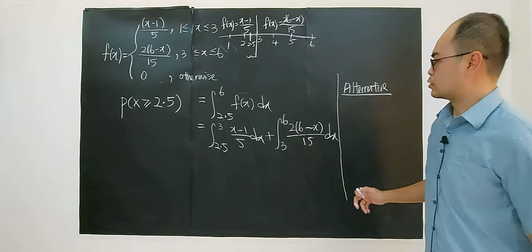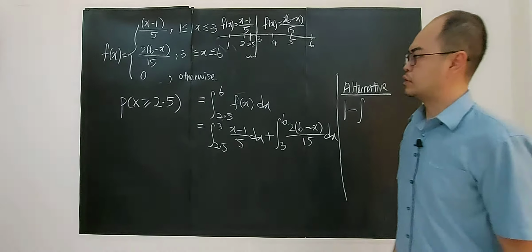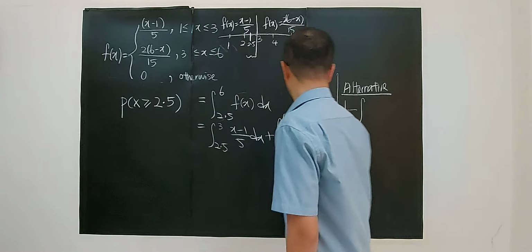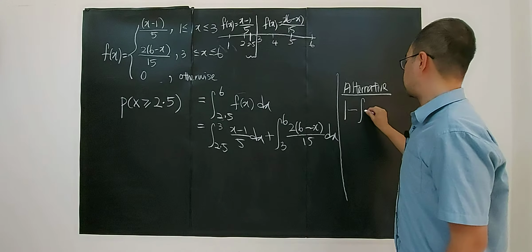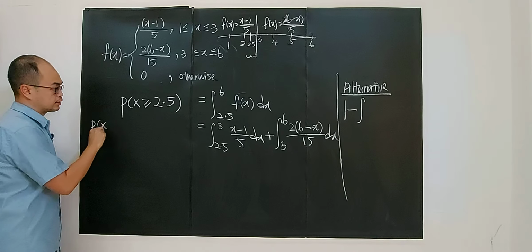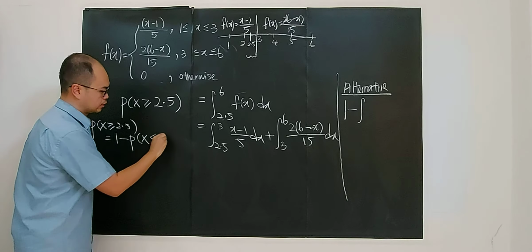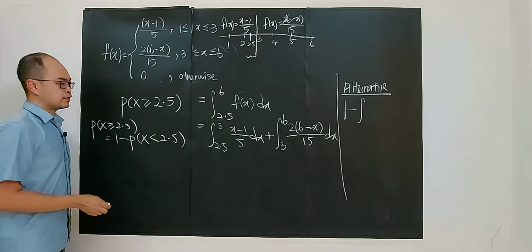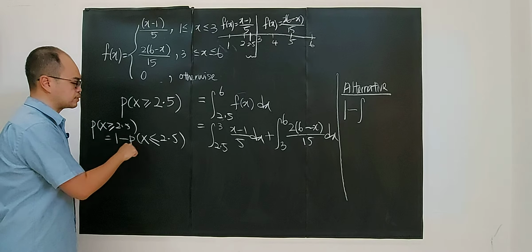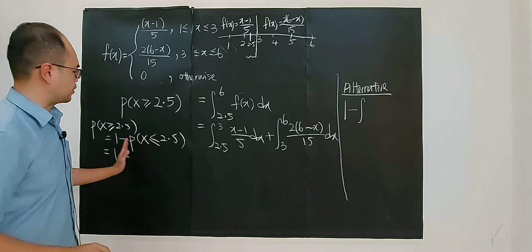Some students may say, sir, can I use the 1 minus concept? Okay, the complement. So 1 minus means if you said P(X greater or equal to 2.5), I also can say that it's equal to, right? You have to understand this concept here. P(X greater or equal 2.5) is the same as 1 minus P(X less than 2.5). In a continuous random variable, the equal or not equal doesn't matter, as long as it's 1 minus P(X less than 2.5), right?